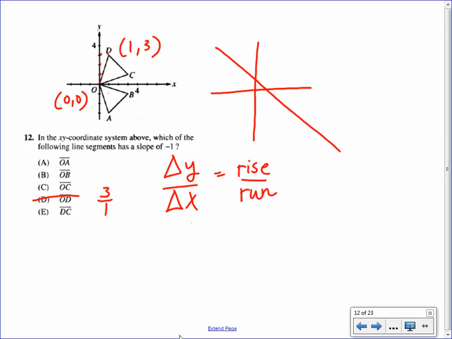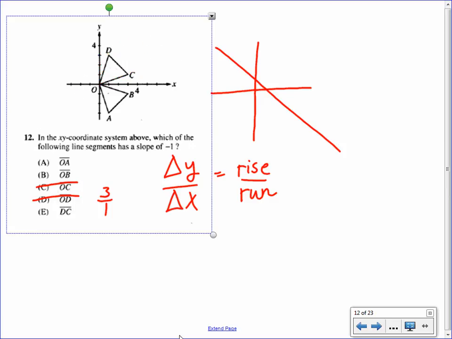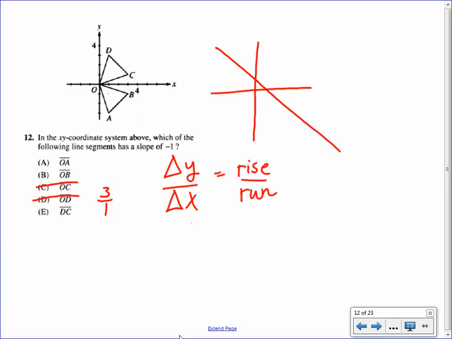Based on that, maybe you would also see that we could get rid of OC, because OC has a positive slope because it's going up and to the right. Okay, so which lines will give us a negative slope? DC will give us a negative slope because D is at 1, 3 and C is at 3, 1.